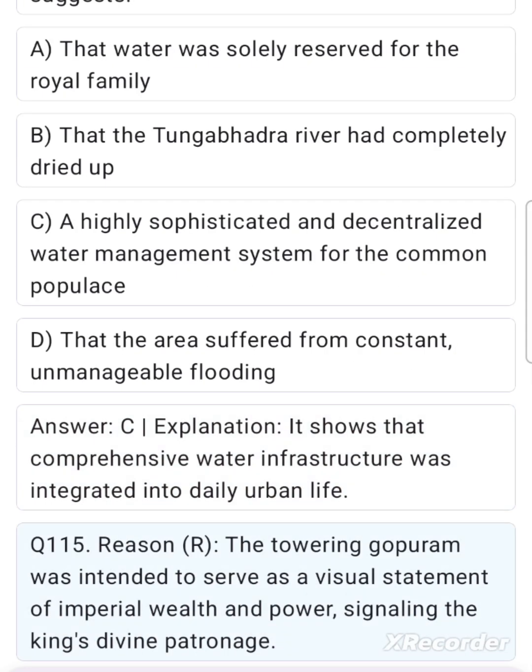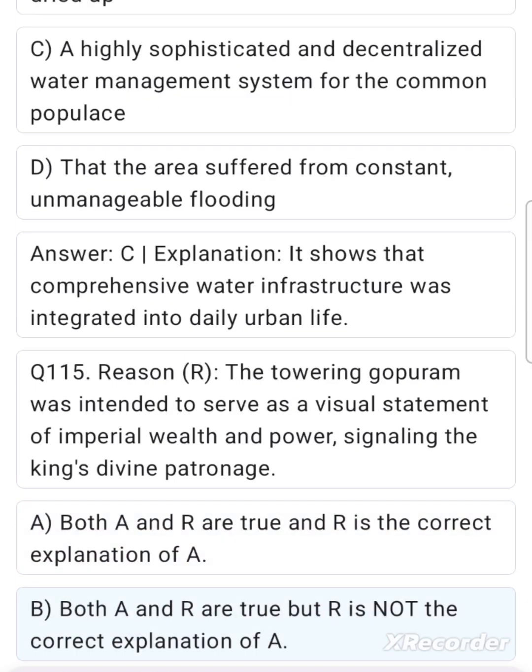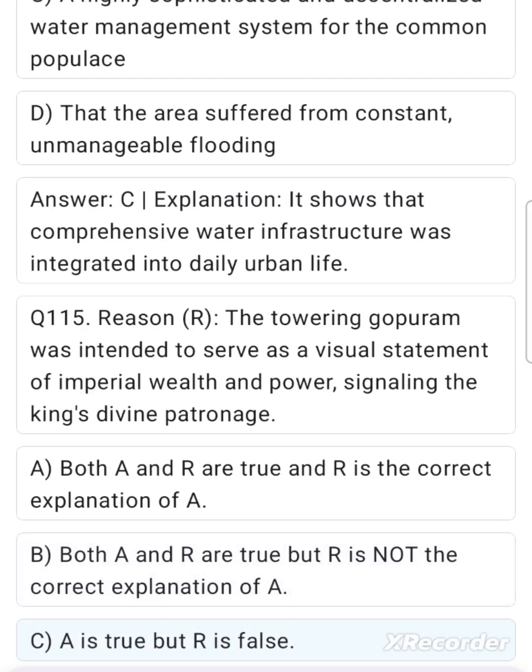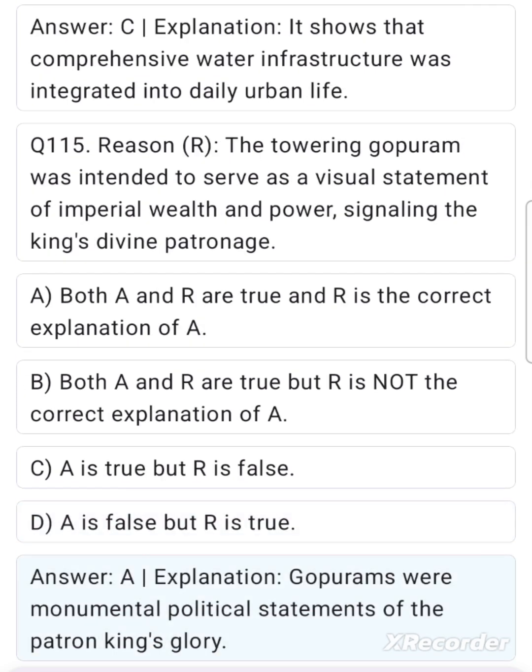Q115. Reason R. The towering Gopuram was intended to serve as a visual statement of imperial wealth and power, signaling the king's divine patronage. A. Both A and R are true and R is the correct explanation of A. B. Both A and R are true but R is not the correct explanation of A. C. A is true but R is false. D. A is false but R is true. Answer. A. Explanation. Gopurams were monumental political statements of the patron king's glory.